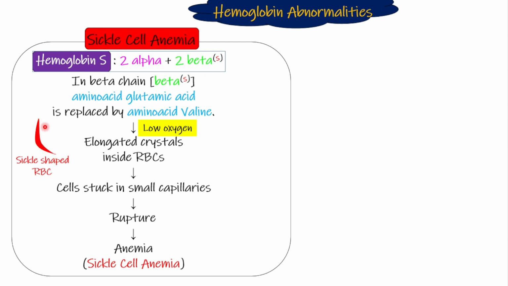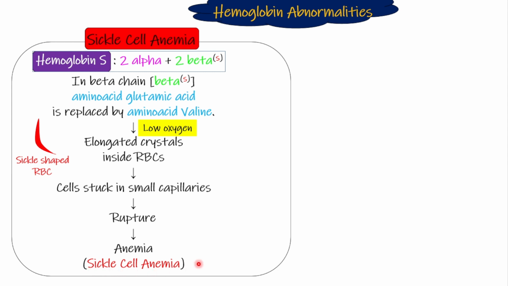Now, this RBC can easily get stuck in smaller capillaries, and when an RBC gets stuck in a smaller capillary, its fate is to get ruptured and eaten by the monocyte macrophage system. And when they rupture, this will result in a decrease in the number of RBCs, causing anemia. And because of its specific sickle shape, this condition is known as sickle cell anemia.